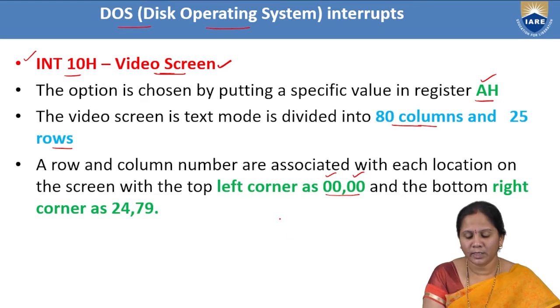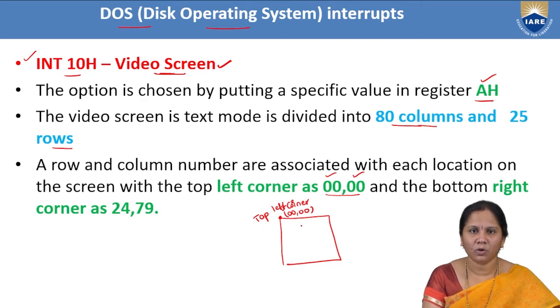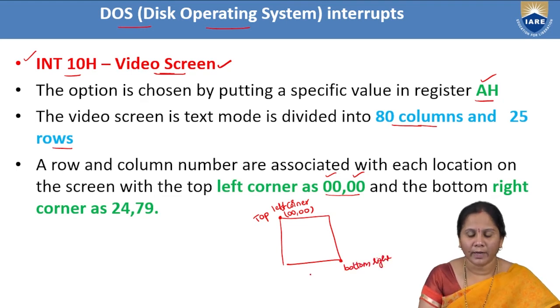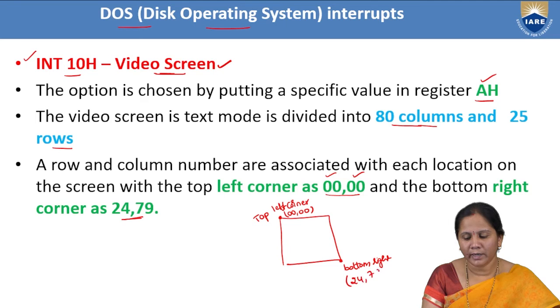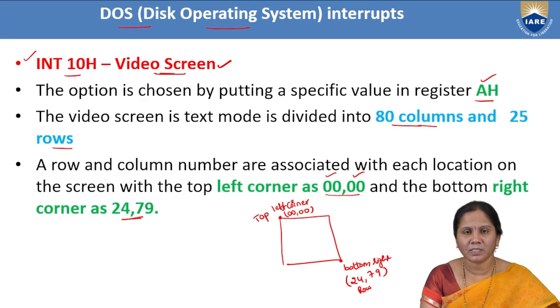If you consider this a screen, this is called the top left corner, and its value is indicated with 0, 0, representing the row and column. This area is called the bottom right corner, and the bottom right corner will have the value 24 and 79. What does this value mean? The 24 represents the row and the 79 represents the column.